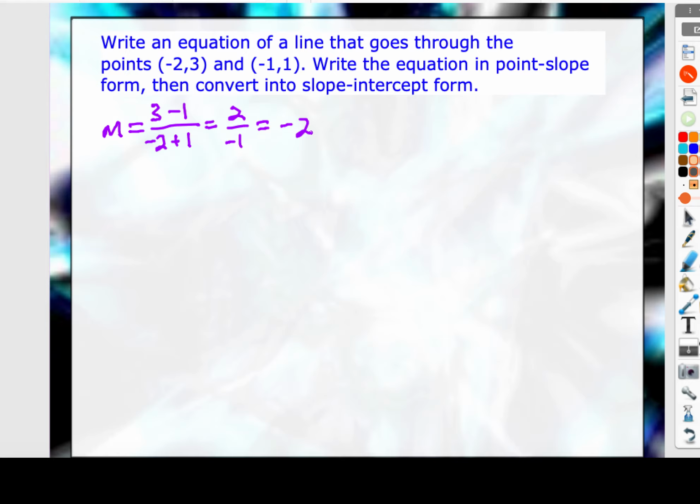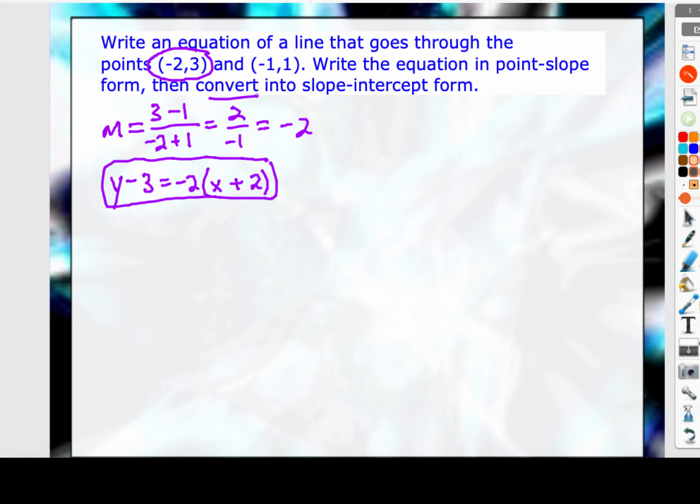So now I can write the equation, and I'm going to go ahead and just grab this first coordinate. y minus the y value is equal to the slope times x minus the x value. x minus negative 2 becomes x plus 2 right there. So again, using that first coordinate, there's my point-slope form equation of my line. Now notice again, they said convert to slope-intercept form. So I'm going to go ahead and do that.